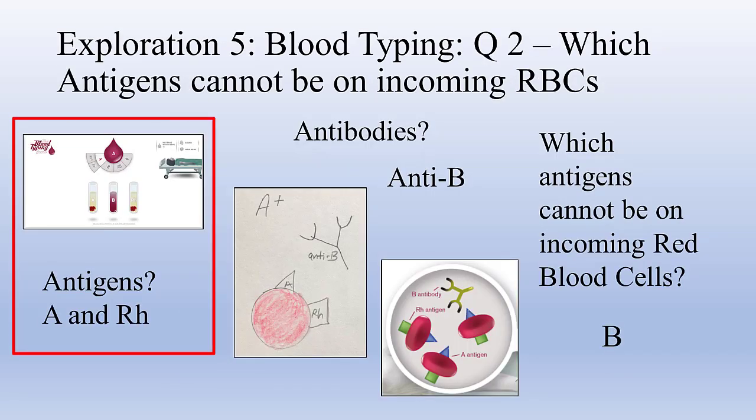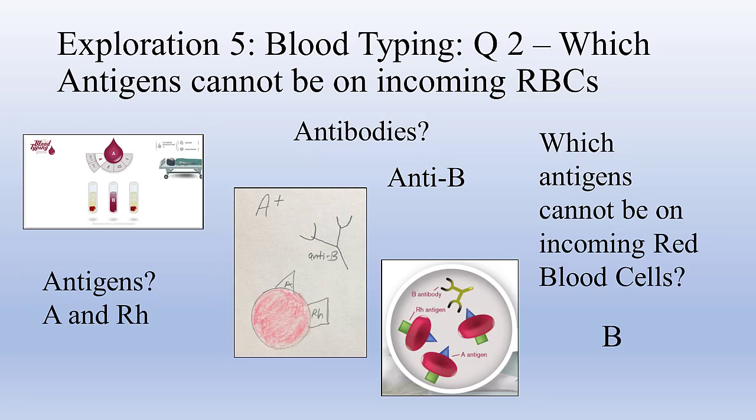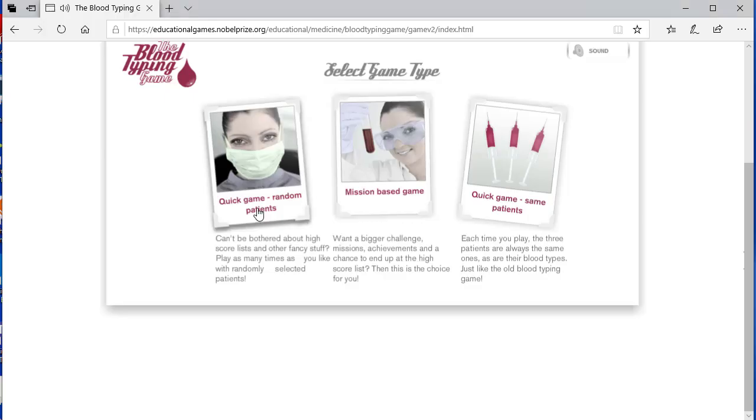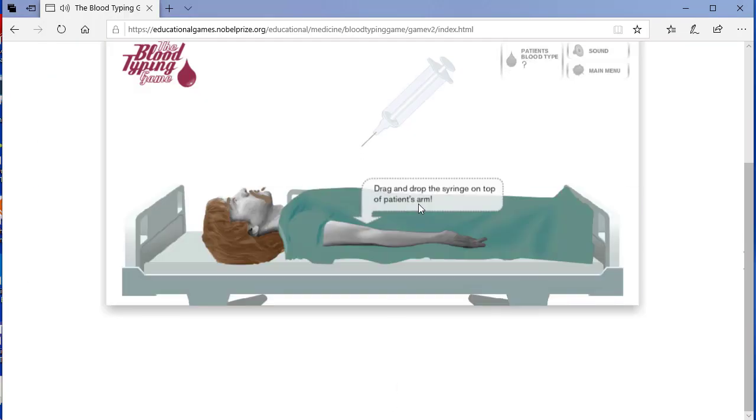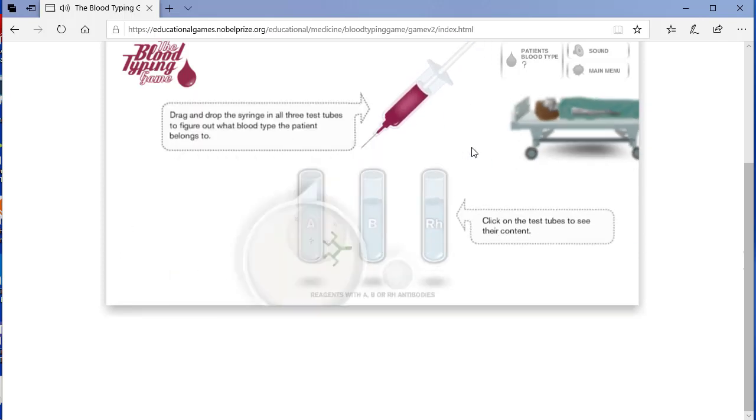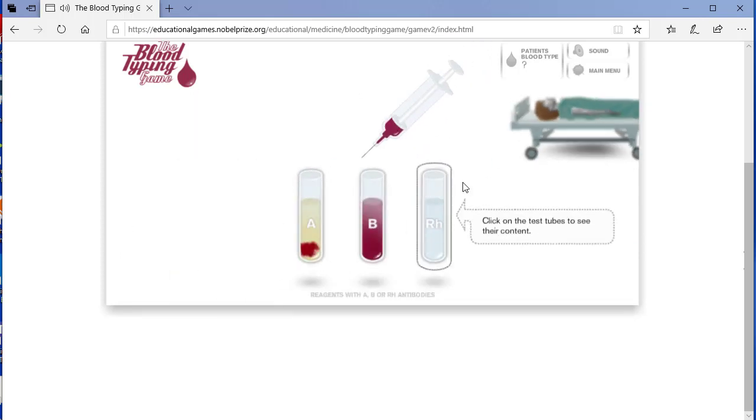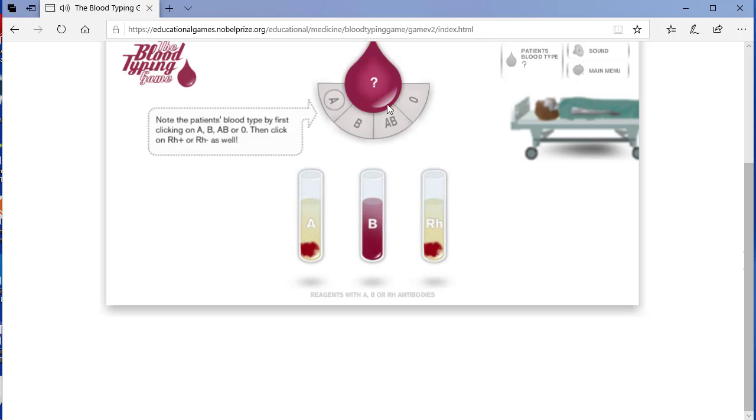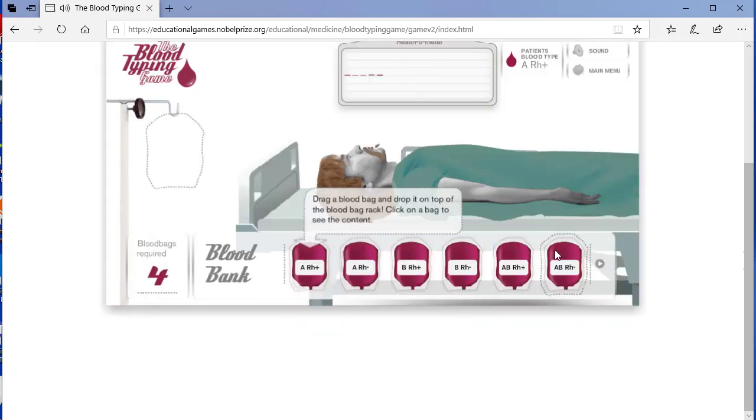Which antigens from the student's blood cards, which antibody or antibodies? Then, which antigens cannot be present in the transfused blood? Now, on to the Nobel Blood Typing game, where students must type the blood, then choose appropriate blood to be transfused. Within the classroom, you will see students playing the game as you see here.